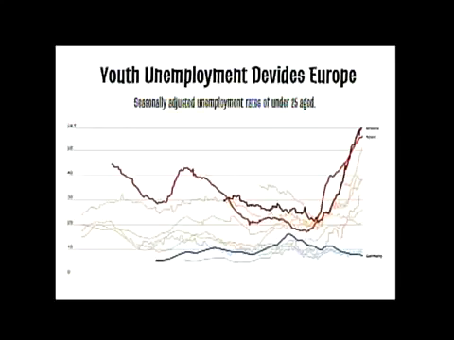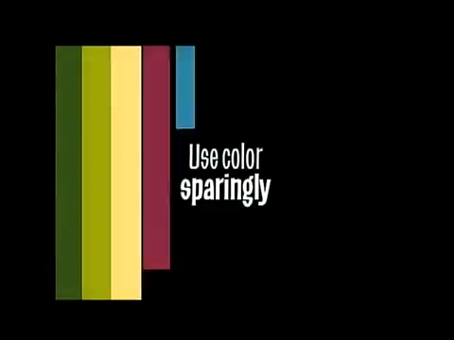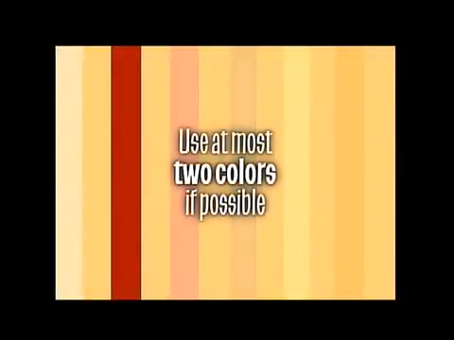The second part is on color. I decided to make a whole section about color because it's a very difficult topic in visualization, and you could do a lot of things wrong with color. So my first general advice on color is that you should use color sparingly. Try to use as few colors as possible. If possible, try to limit yourself to about 2 colors.